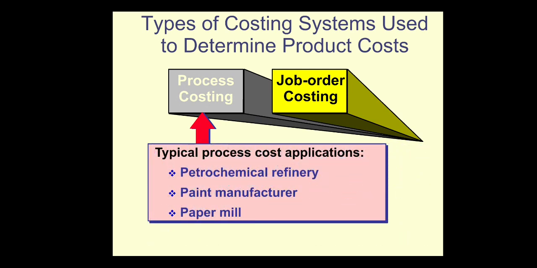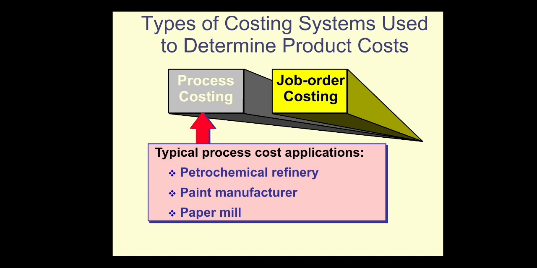Okay, these are the typical process cost applications, the typical businesses that would use process costing to calculate the cost per unit of the product. The first example is a petrochemical refinery. The second example is a paint manufacturer, and the third example is a paper mill. And I think the easier example to understand is a company that produces soft drinks, for example, the Coca-Cola company.